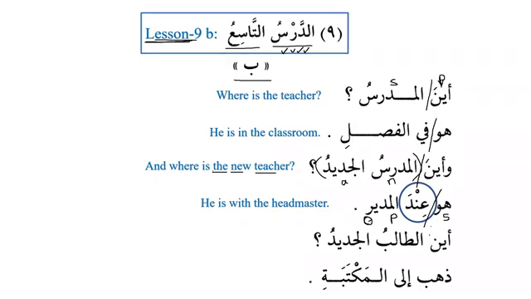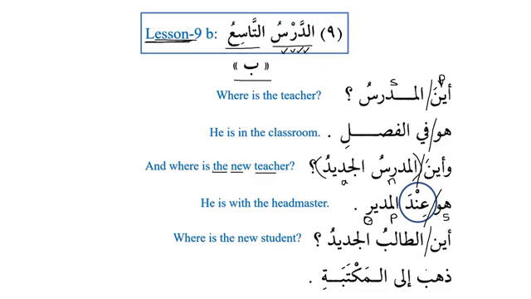أين الطالب الجديد, where is the new student? Now we can see over here that الطالب is the noun and al-jadidu is the adjective. So this is mawsuf wa sifa, and the translation will be where is the new student.